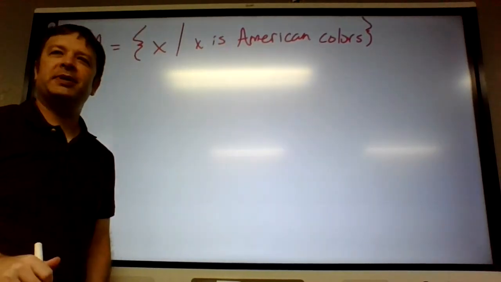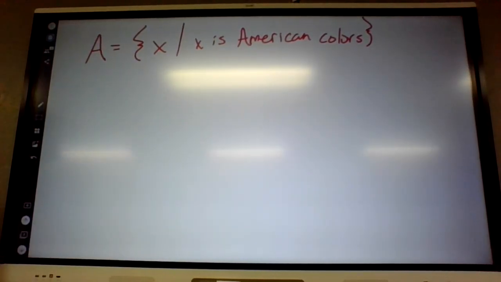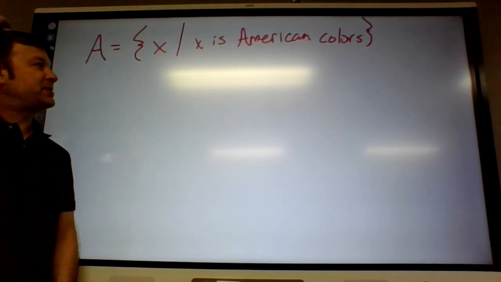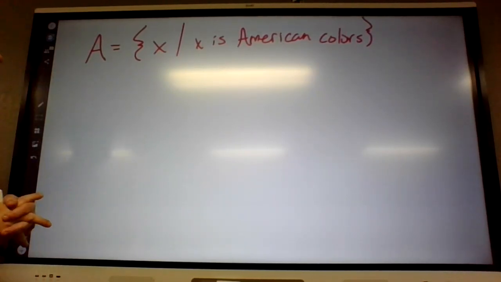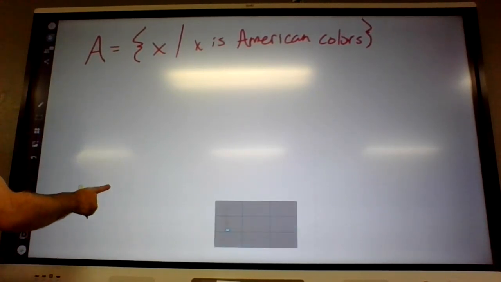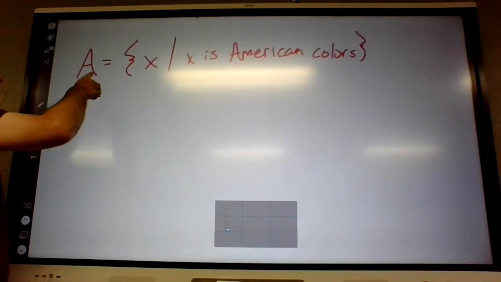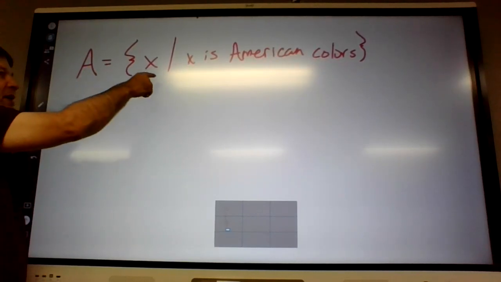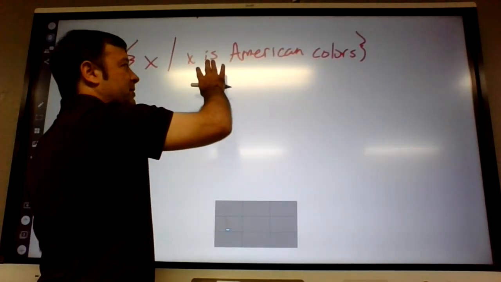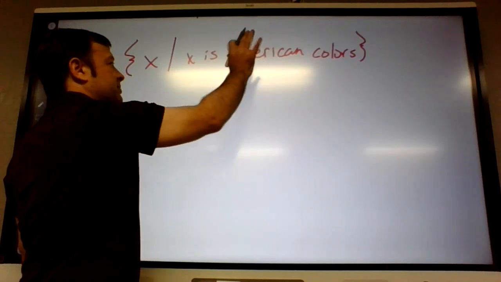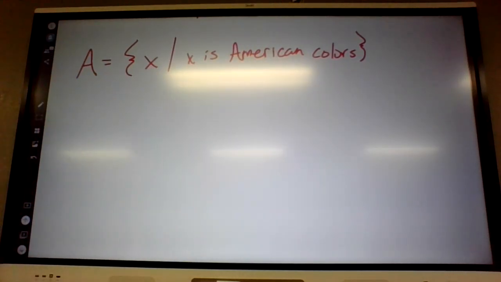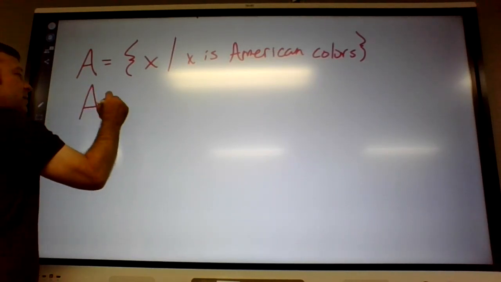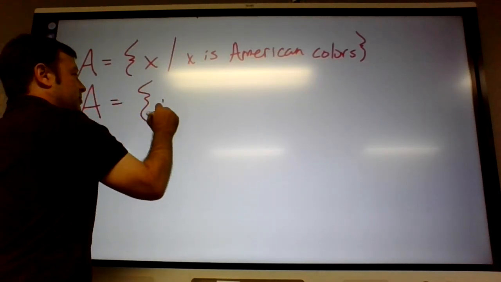Today we're doing set notation. Sets are just a collection of things, and there's a couple ways you can write them. They call this first one set builder notation. Set A is equal to X, where X is American colors. Okay, so X represents all American colors. Another way you could write that is just write the list though. So what are the American colors? Red, white, and blue.